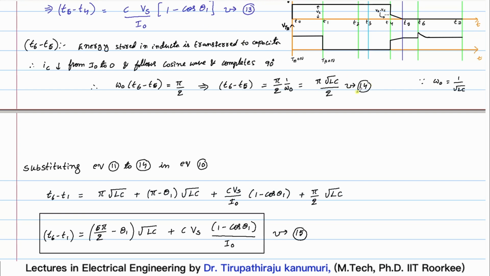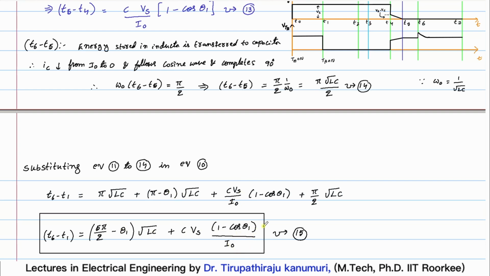So now I am substituting all these durations in equation number 10. So I can write T6 minus T1 is pi minus theta 1 root LC, plus C Vs by I naught into 1 minus cos theta 1, plus pi by 2 root LC. So when you simplify this, here you can see this is pi into root LC, here again pi into root LC is there, here pi by 2 root LC is there. So root LC is common. So this will be pi plus pi, that means 2 pi, plus pi by 2. 2 pi plus pi by 2 will be 5 pi by 2, plus this has minus theta 1 into root LC. Then this term I have copied as it is, C Vs into 1 minus cos theta 1 by I naught. So using this we can calculate it.